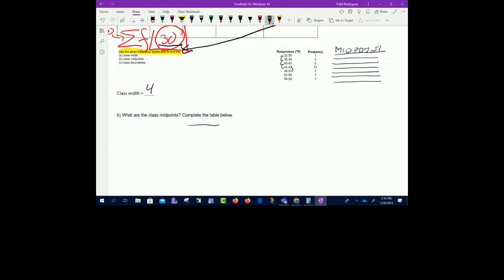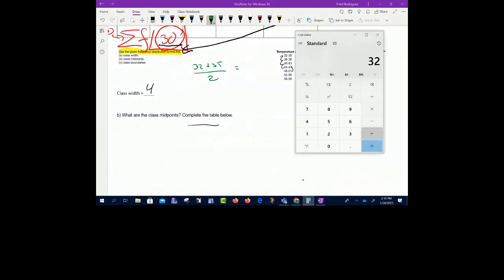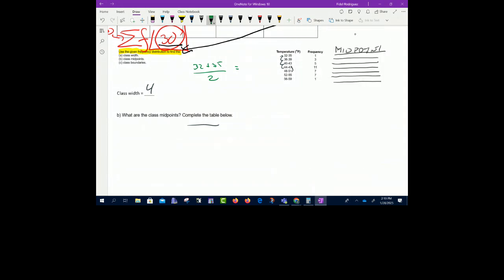So let's see. The midpoint, remember how we find the midpoint? We take 32 plus 35, and we divide by 2. 32 plus 35 is 67. We divide that by 2, which is 33.5. So the first midpoint is 33.5, right?